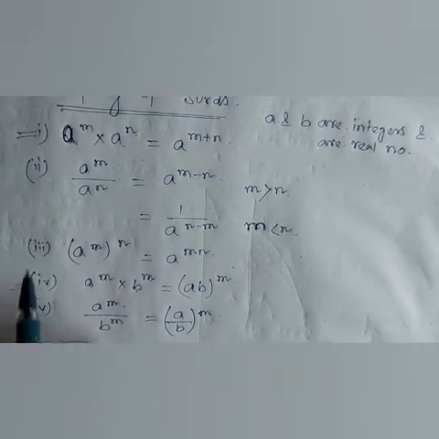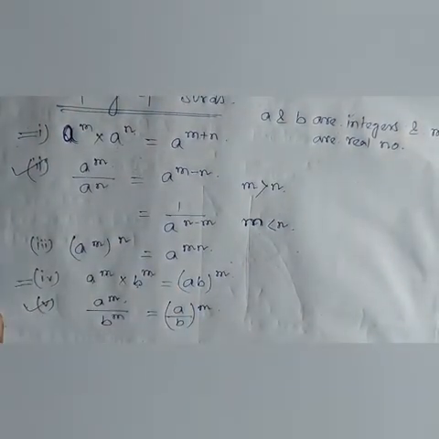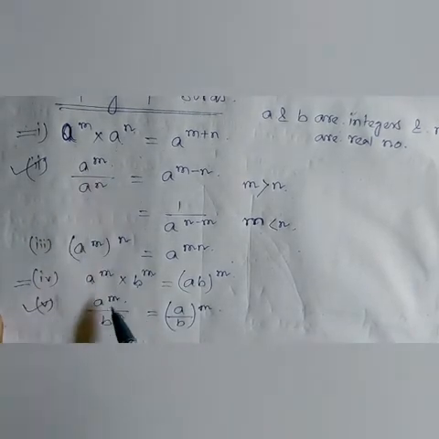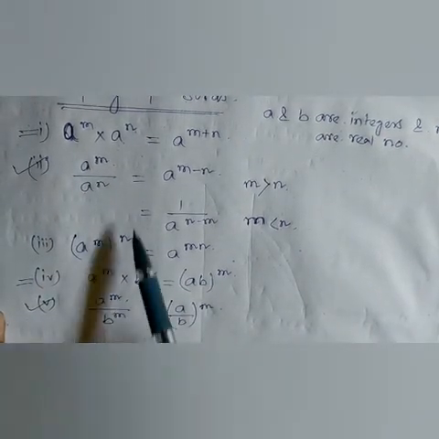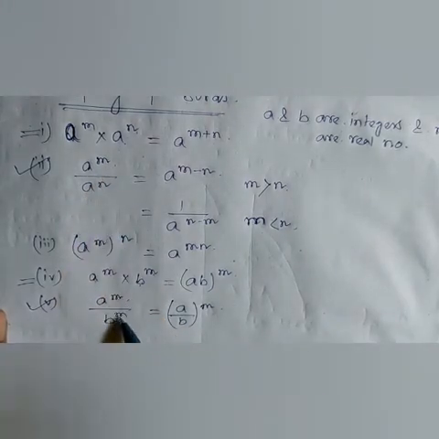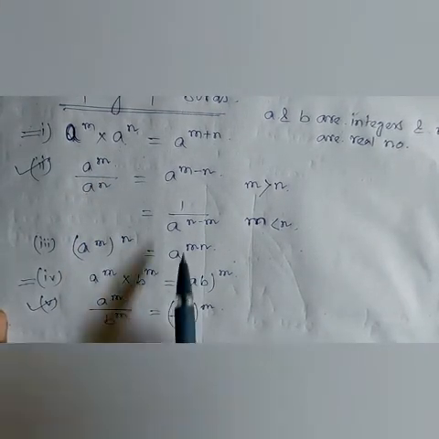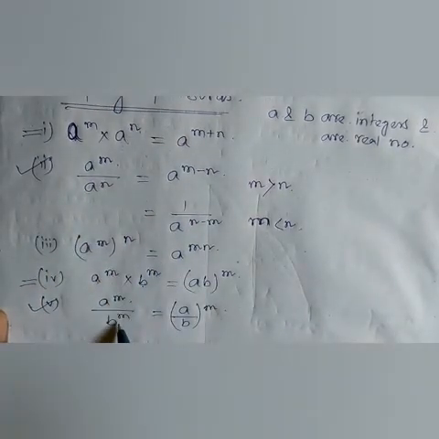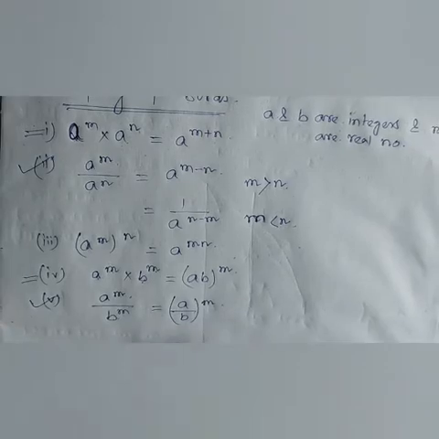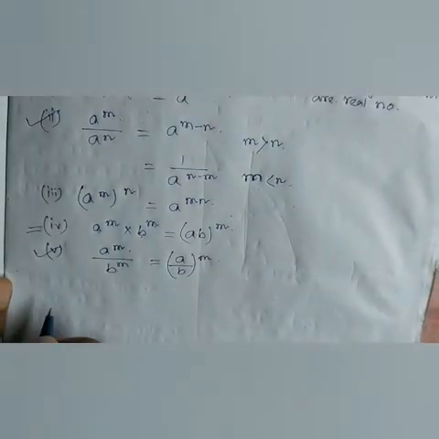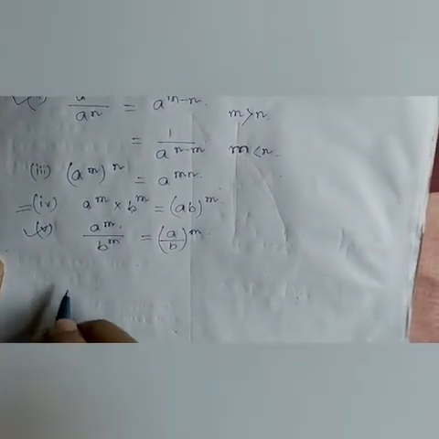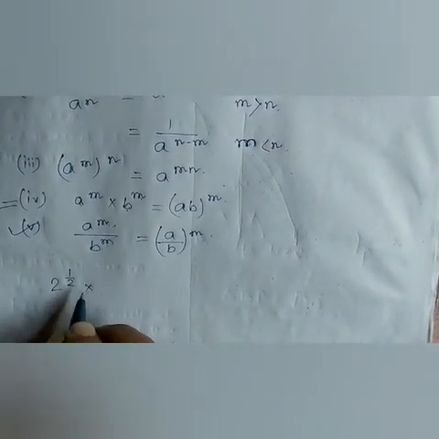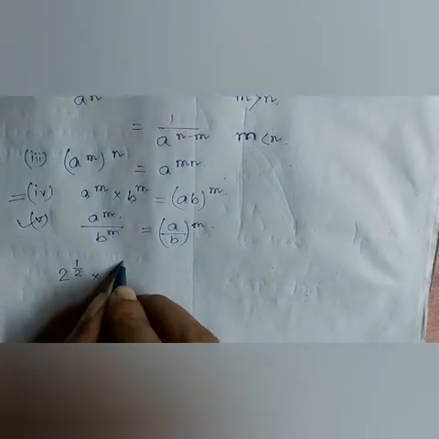Similarly, number 2 and number 5 are alike: here a, here also a, here a and b are different, and m and n are different, but in the other m and m are both the same. So in this case there is subtraction, in the case of division. So I will take one example. Now first example, suppose 2 to the power 1 by 2 is multiplied by 2 to the power 1 by 3.